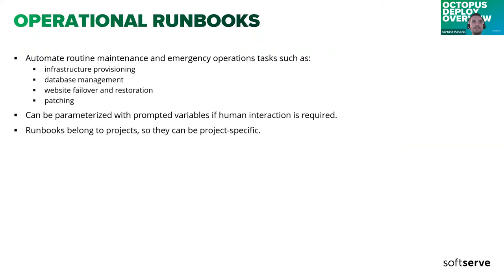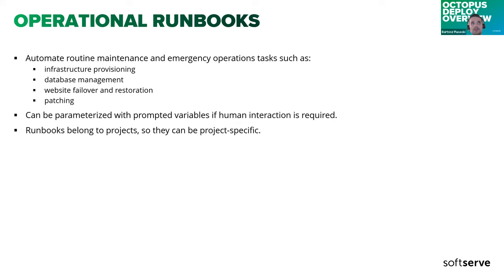So we've just seen automation. There is also, I would say, a nice feature: operational runbooks. Those can automate routine maintenance tasks. For example, you want to provision your infrastructure, patch your servers, or destroy your whole environment. That's also a valid way of using operational runbooks. You can also include some emergency operations like disaster recovery scenarios. For example, if you are facing a disaster, you can switch your DNS endpoints from one region to another, etc.